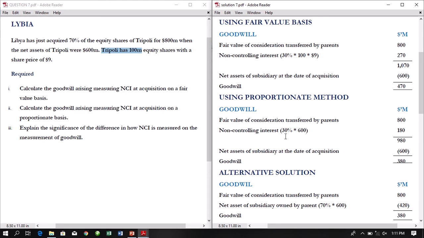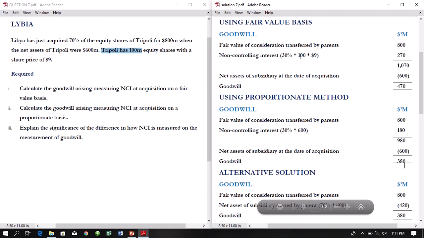Percentage holding by NCI is 30%. And if you check what is the net asset at the date of acquisition of Tripoli, 600 million. So 600 times 30% gives us 180. And if you less the net asset of subsidiary at acquisition, it gives us 380. Now there is something you need to know. If you check the difference between 470 here and 380 here, you will see the difference is 90. And now the question here says explain the difference between the two measurements.